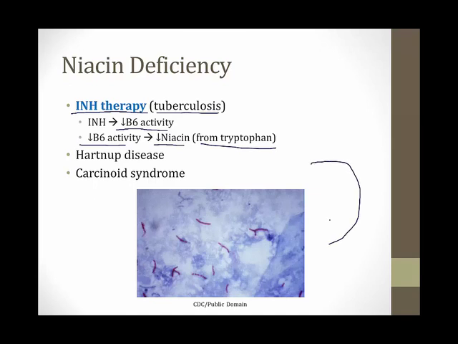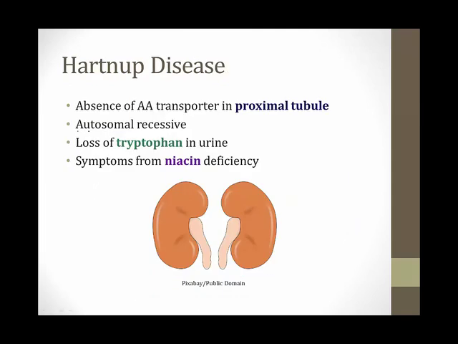And this is a picture of some mycobacteria on the screen here to remind you that INH therapy can lead to a niacin deficiency. The other two clinical syndromes in which niacin deficiency can develop are Hartnup disease and carcinoid syndrome. Hartnup disease is an autosomal recessive inherited condition where children are born with absence of an amino acid transporter in the proximal tubule. As a result, they cannot reabsorb tryptophan, and they lose tryptophan in the urine, and this can lead to symptoms of niacin deficiency because you don't have the tryptophan available from which to synthesize niacin.